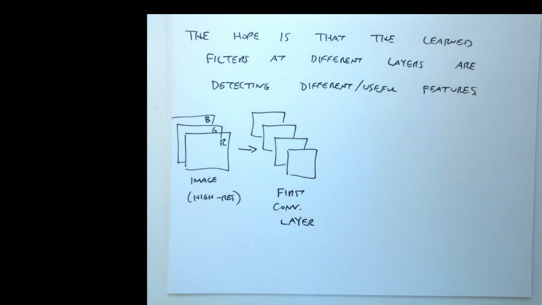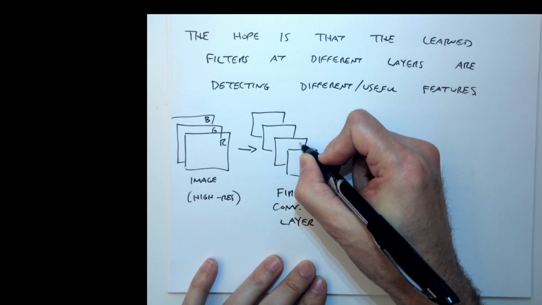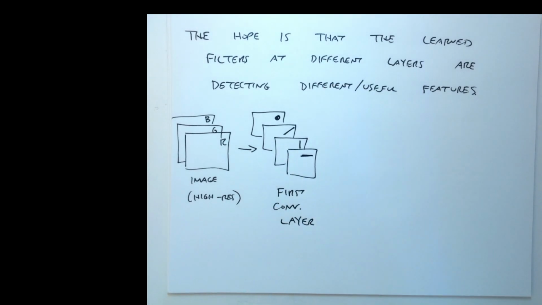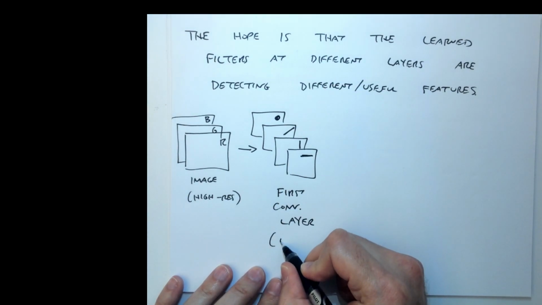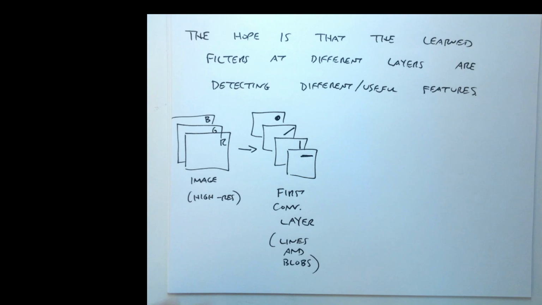Here, since I'm presumably processing just neighborhoods of pixels, what I might hope is that these convolutional layers are discovering things like what I, as an image processor, might think are important. Things like lines that are oriented at different orientations, or blobs of different sizes. So maybe this guy is detecting this type of line, and this guy is detecting this type of line. Maybe this guy is detecting a blob. So, lines and blobs. Basically low-level image processing stuff.